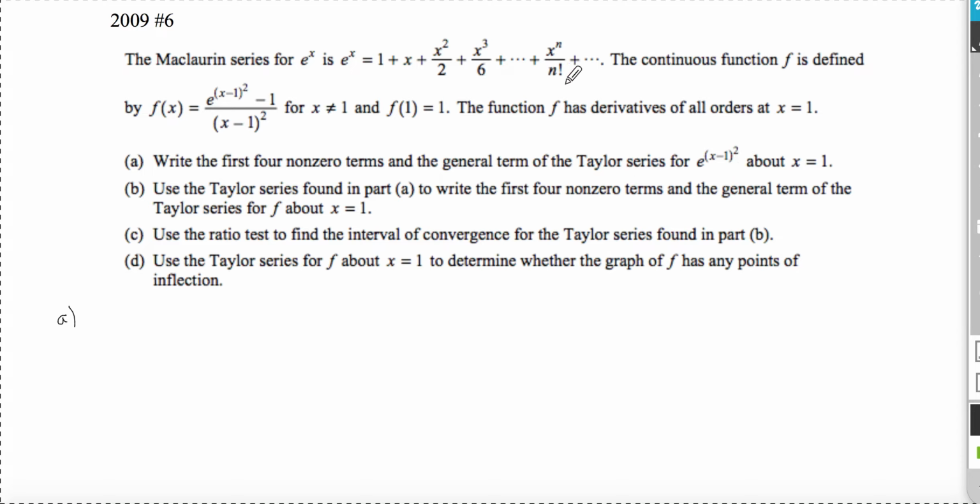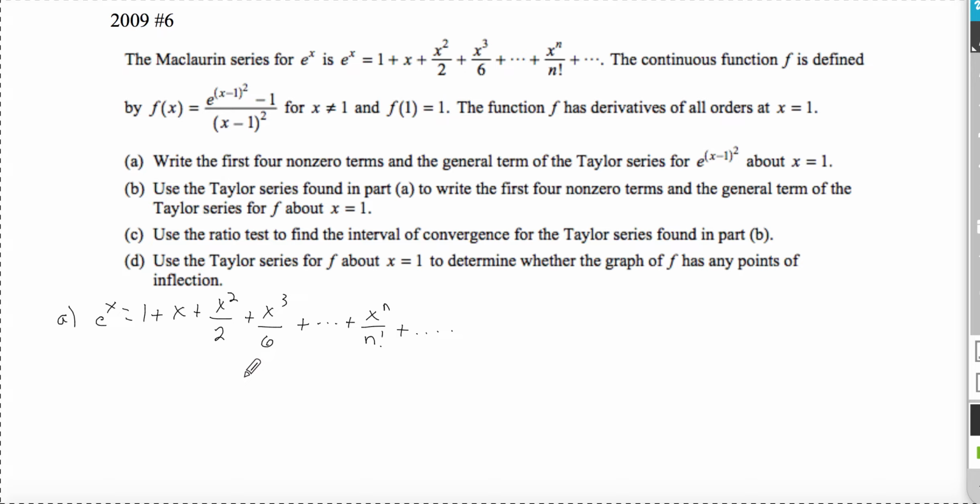So we have e to the x, they give us that. We know it, so I'm just going to copy it down. e to the x equals 1 plus x squared over 2 factorial, in this case 2, plus x cubed over 3 factorial, which is 6, plus so on and so forth, plus x to the n over n factorial, plus so on and so forth. We want to write the first 4 non-zero terms and the general term for the Taylor series for e to the quantity x minus 1 squared about x equals 1. Okay?